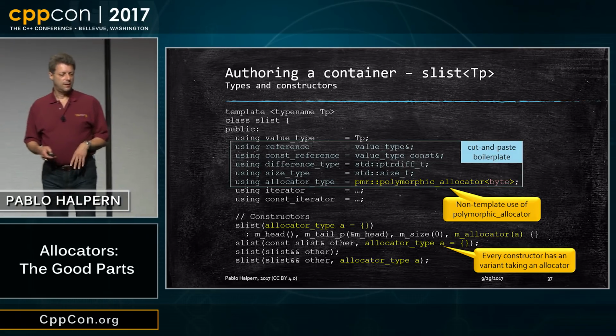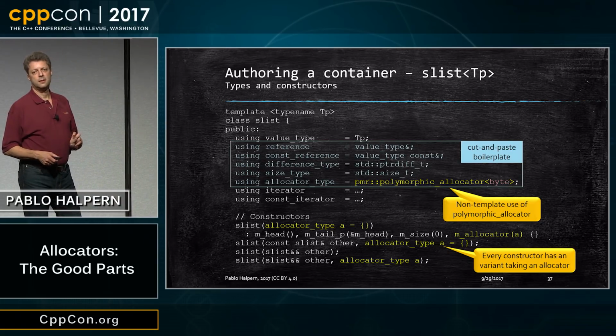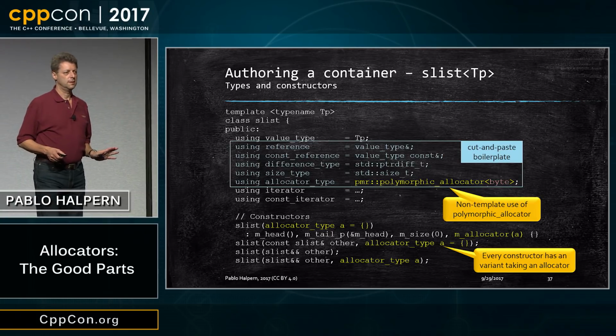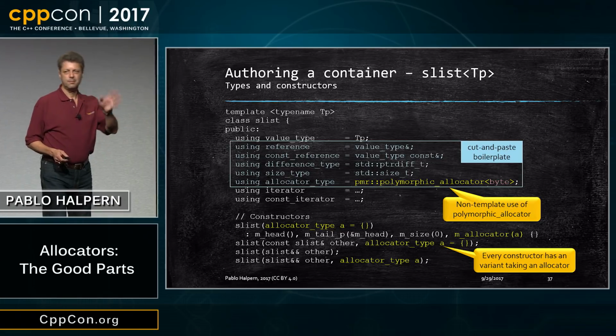We do need to specify our value type at the top, and our iterators. We're not even going to go into how the iterators work because they have nothing to do with allocators. But if you go to the GitHub repository, you can see how they work. Basically, pointers to nodes.